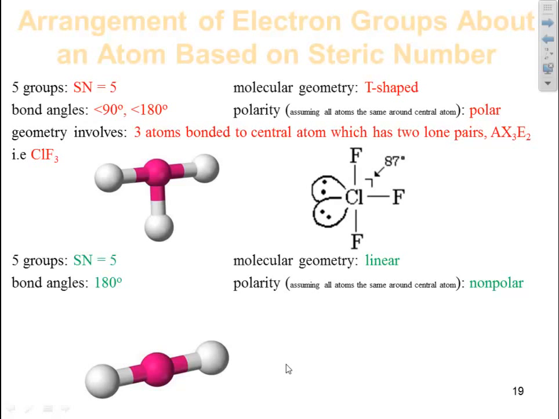And those lone pairs are going to cancel each other, since they're all around the equatorial, pulling in opposite directions. And then your bonded pairs are going to be pulling in opposite directions, so this is going to be a nonpolar molecule.